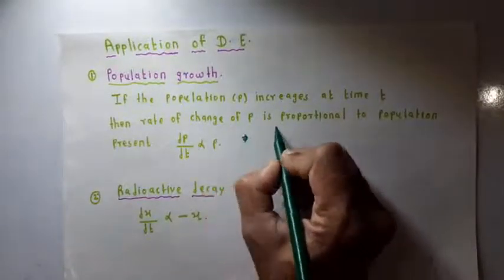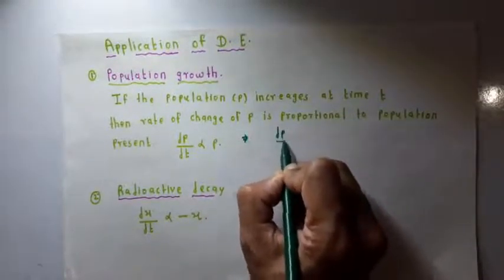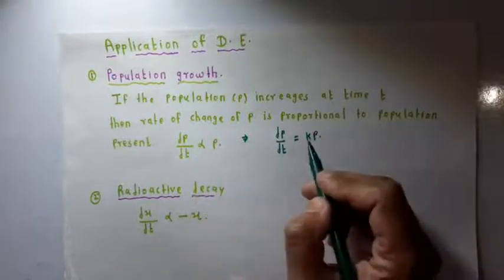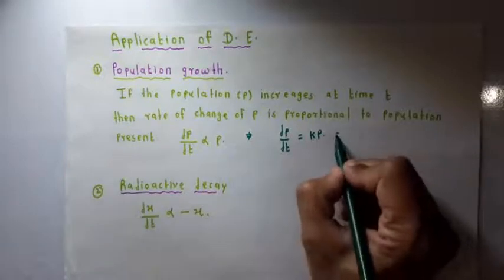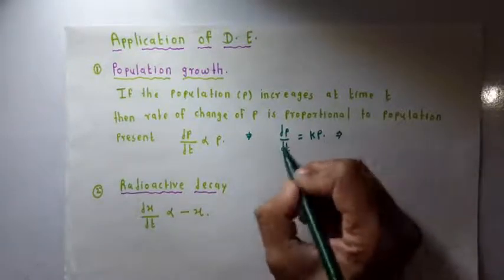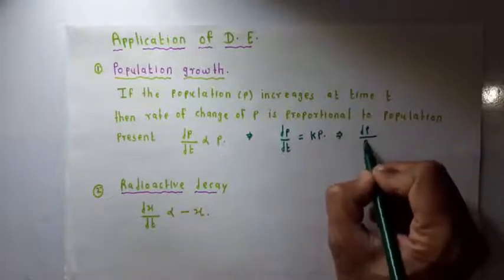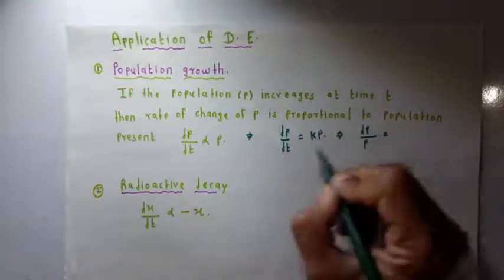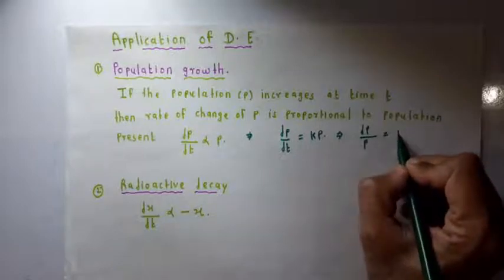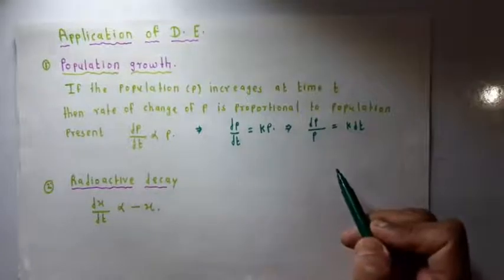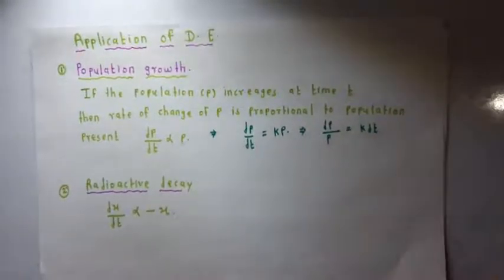Then suppose we take dP by dt equal to KP, where K is the proportionality constant that you know. Now we keep the variable P and dP on one side and shift dt to the K side, that is K dt. This is the variable separable form of the differential equation.